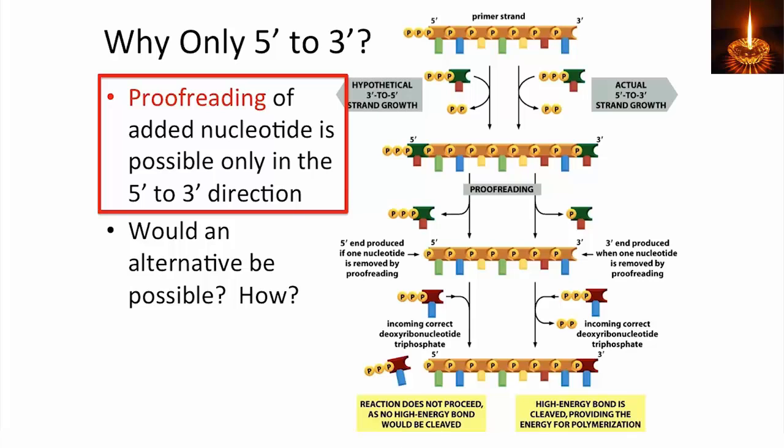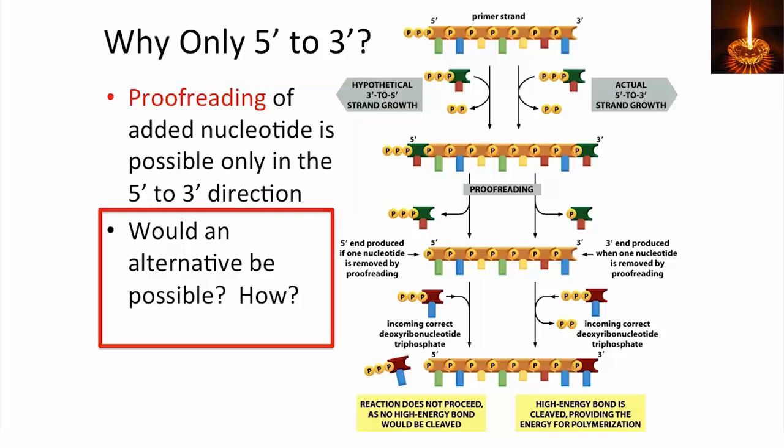But is there an alternative? Can you think of a way that you could actually grow 3' to 5' instead of 5' to 3'? What would make it work? Could you imagine a cell where 5' to 3' and 3' to 5' synthesis were mixed?